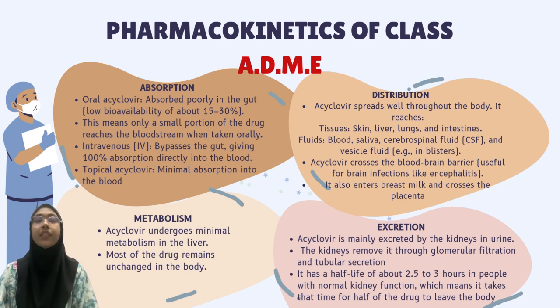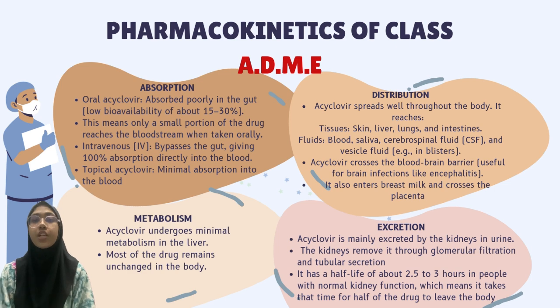So lastly is the excretion. How does acyclovir leave the body? Acyclovir is mainly removed from your body through the kidney. So the drug will end up in your urine, and you will pee it out. How does the kidney work in excretion?